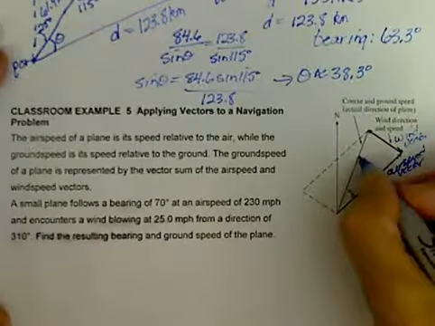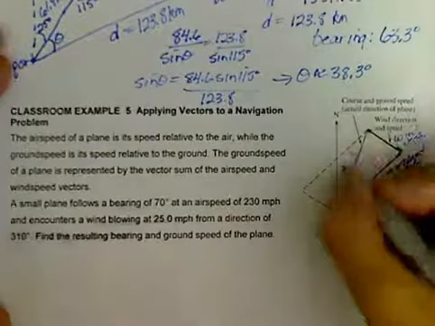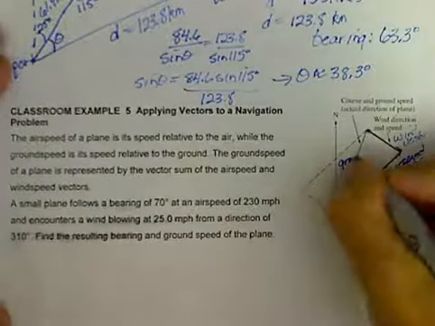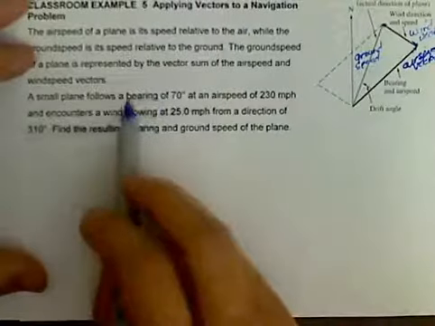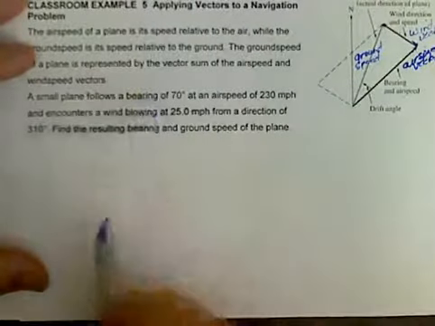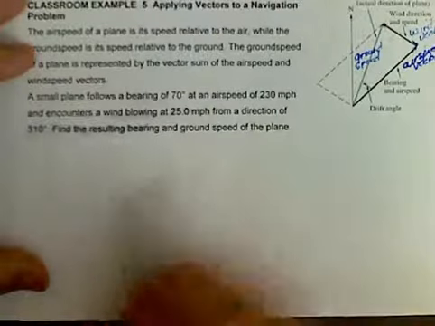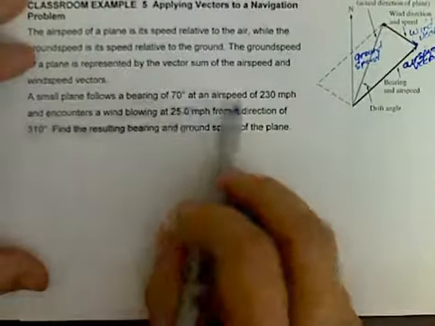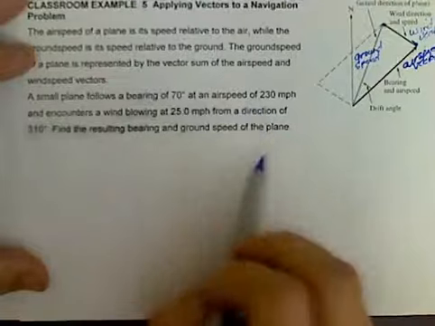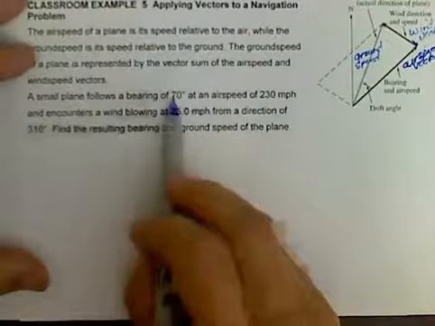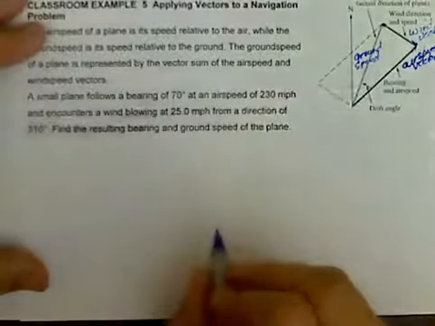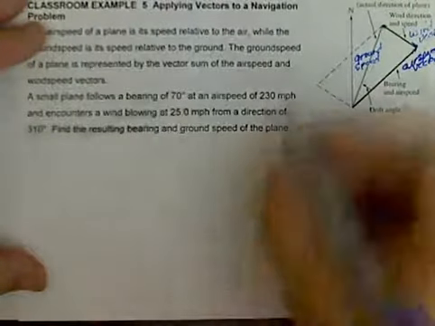And then the resultant of those two is the ground speed. So this one over here is the ground speed vector. In this example, we've got a plane that's going at a bearing of 70 degrees with an airspeed of 230 miles per hour. Both of these are talking about the airspeed vector. And this time we're talking about a vector that represents velocity.